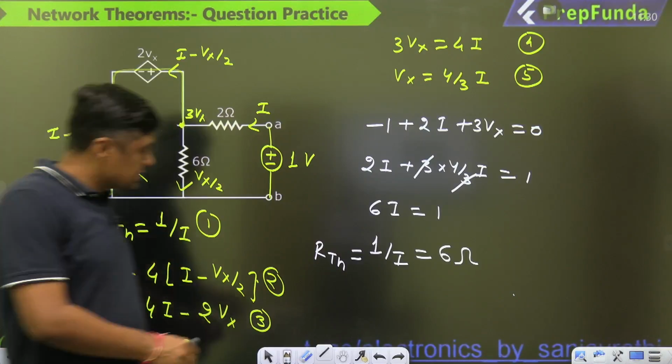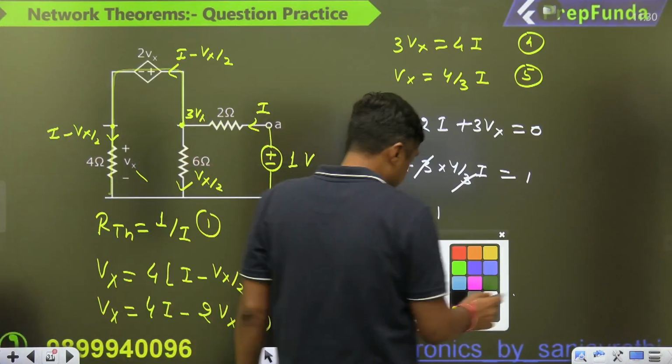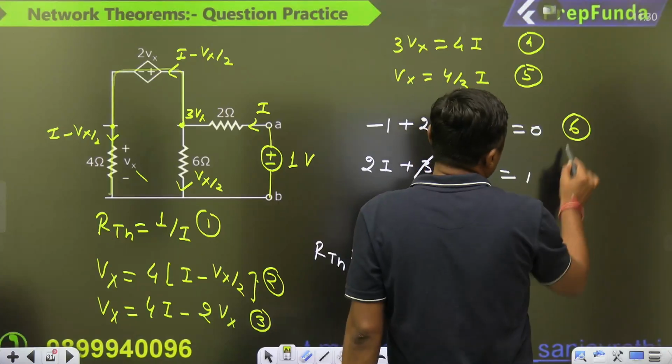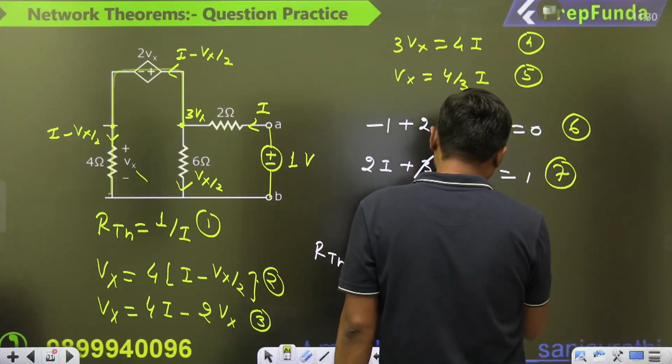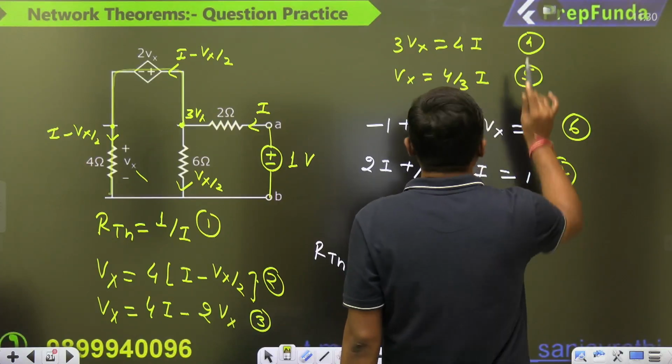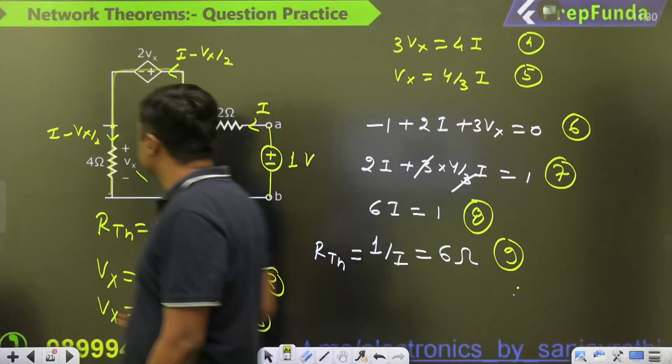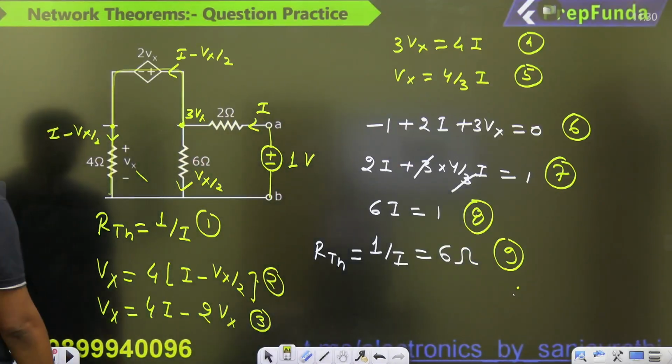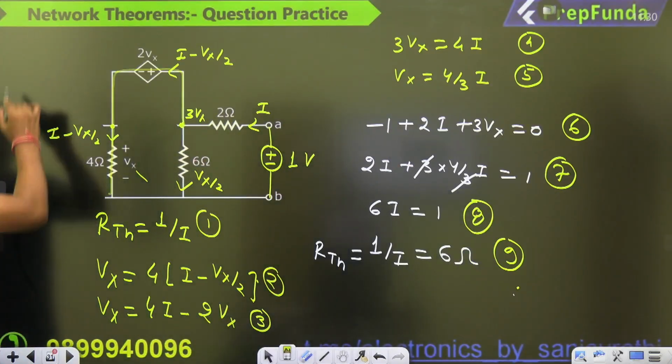Equation number 6, 7, 8 and what, 9. This is the 4th and so on. These are the equations. Find RTH.